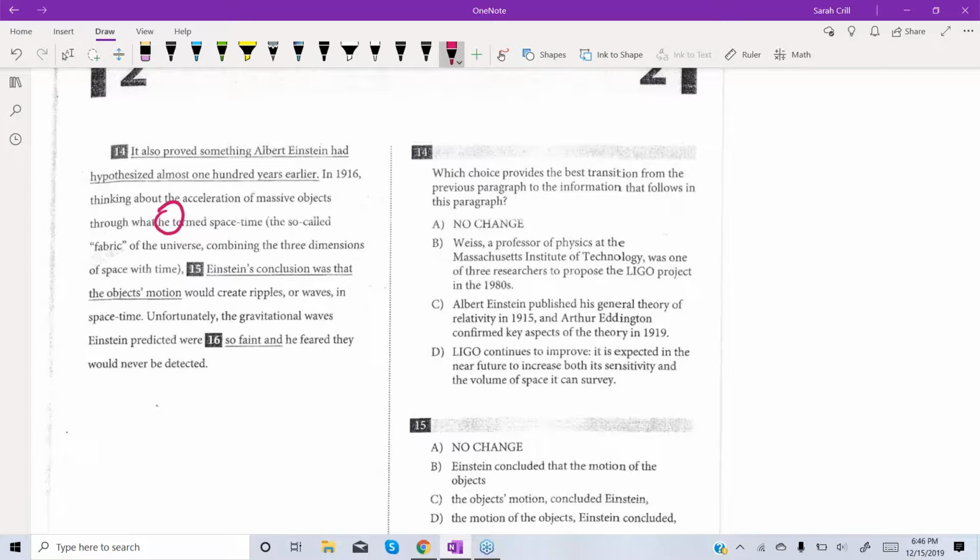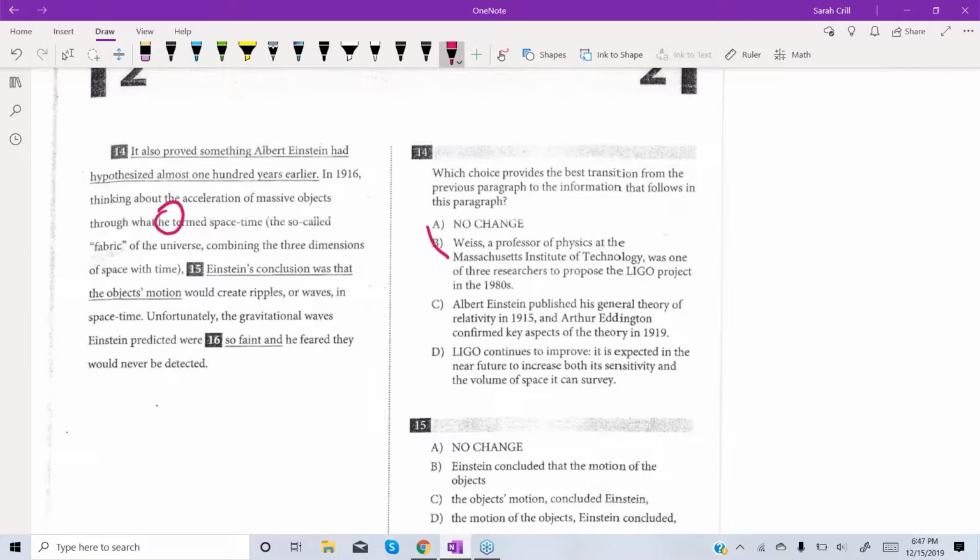Weiss, a professor of physics at the Massachusetts Institute of Technology, was one of the three researchers to propose the LIGO project in the 1980s. Then it talks about in 1916 about terming space-time. Well, you kind of need to introduce Albert Einstein to start talking about space-time, so it's not about Weiss. C.